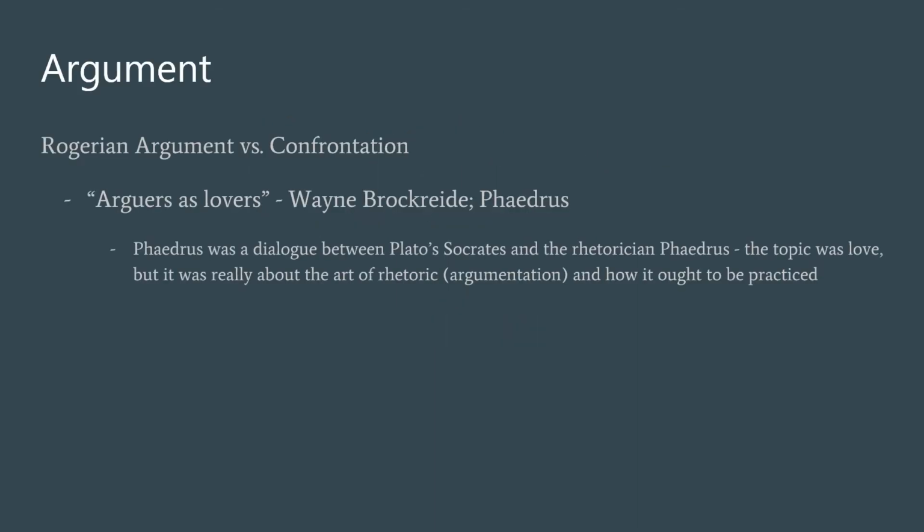Now, the big difficulty with argumentation is what we're going to call a Rogerian argument. And a Rogerian argument is one that treats your opponent not as an opponent, but instead as a colleague.